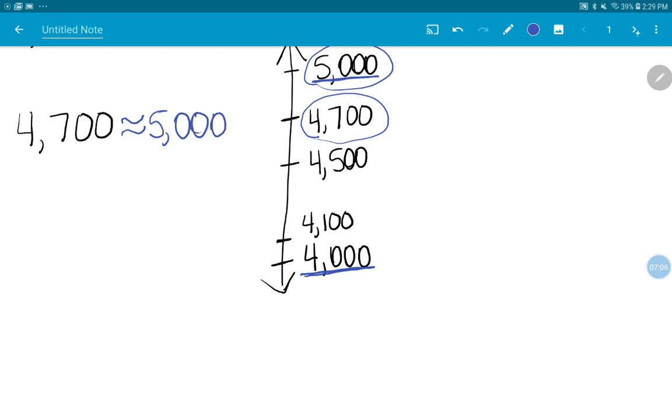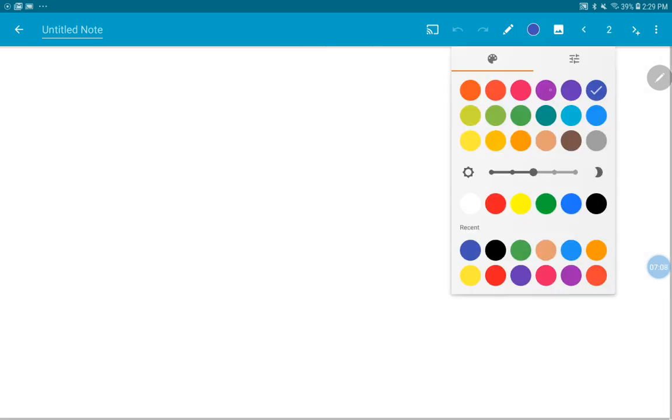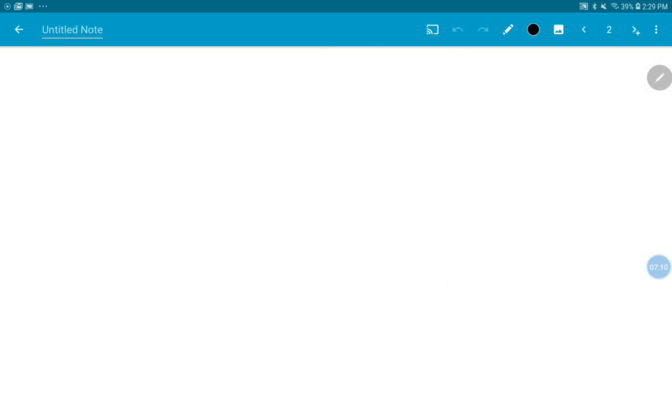All right, let's do another one. We're going to use another number line. So if you want to leave yours, that's fine. Or if you want to erase and redo it, that's fine too. All right, this time we're going to round 14,500 to the nearest 1,000.